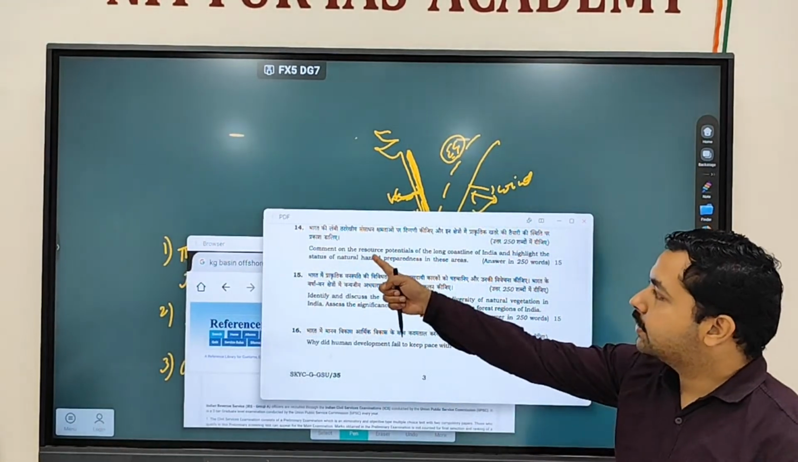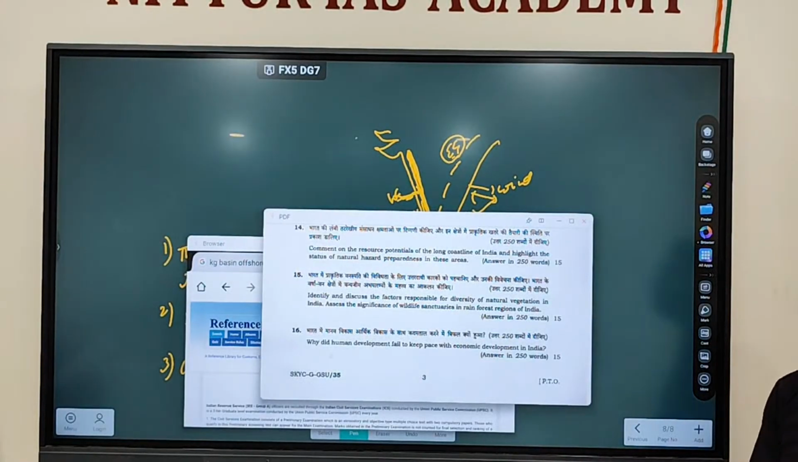Can you see this question? Comment on the resource potential of the long coastline of India. You can write about polymetallic nodules, oil and gas. Just now we discussed the Krishna Godavari basin, so you can write about that. Then fishes. You can write that this is the resource potential that you are finding.